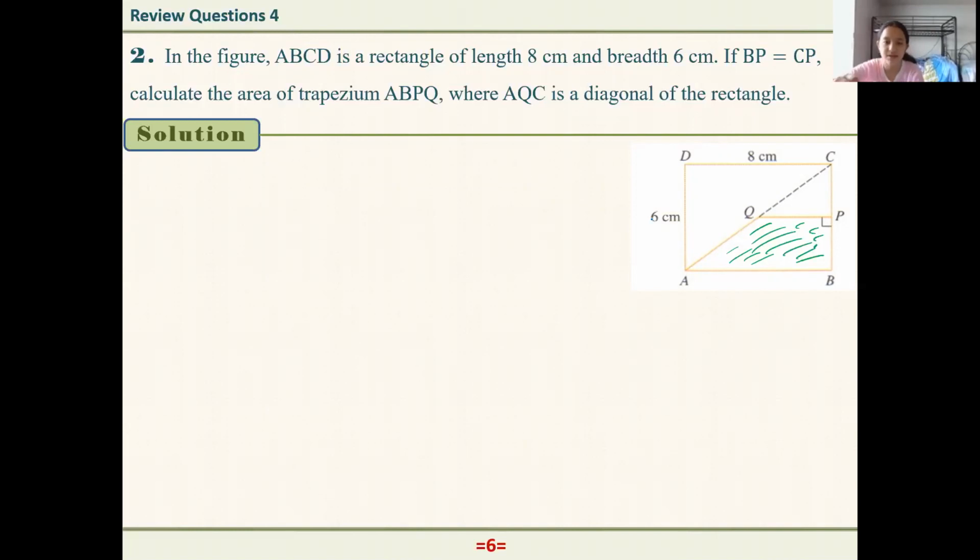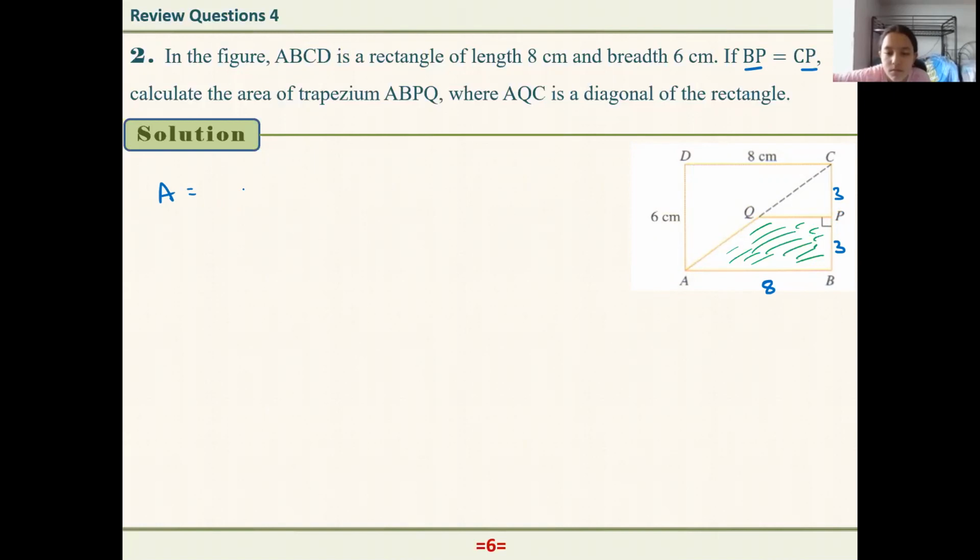Shahina, look here in the question. This is a rectangle. Length is 8, so that's also this 8, right? And it says BP equals CP. BP equals CP. That means that is 6, right? So this must be 3. This must be 3. So we know that to find the area of the trapezium, we need to know the sum of the parallel sides.